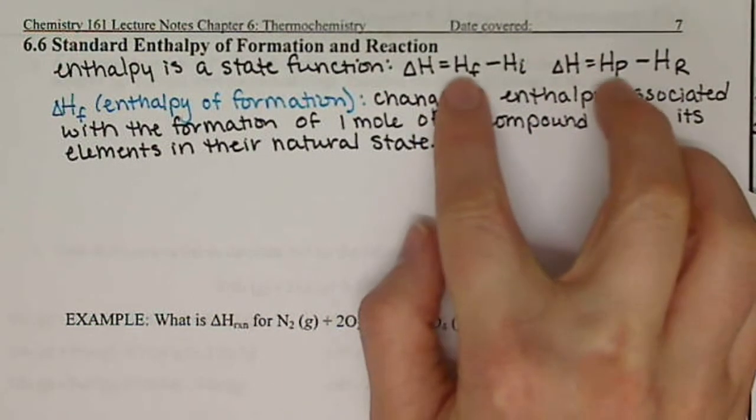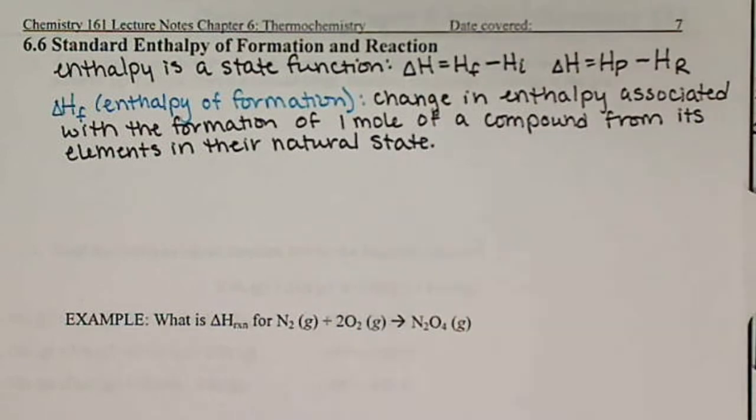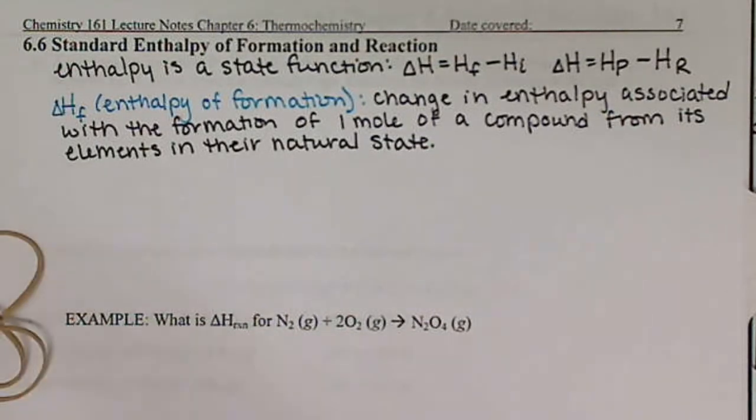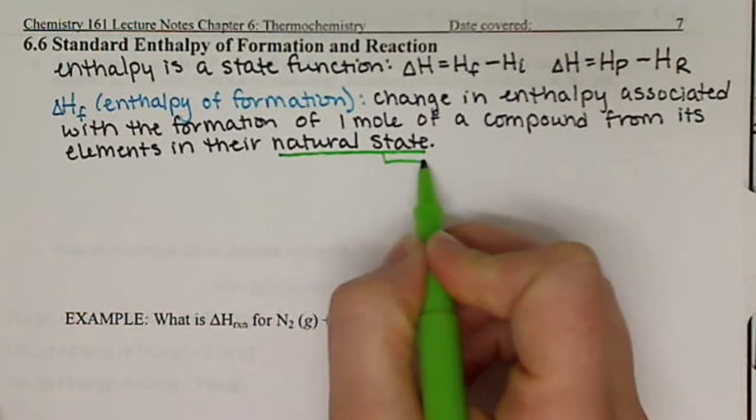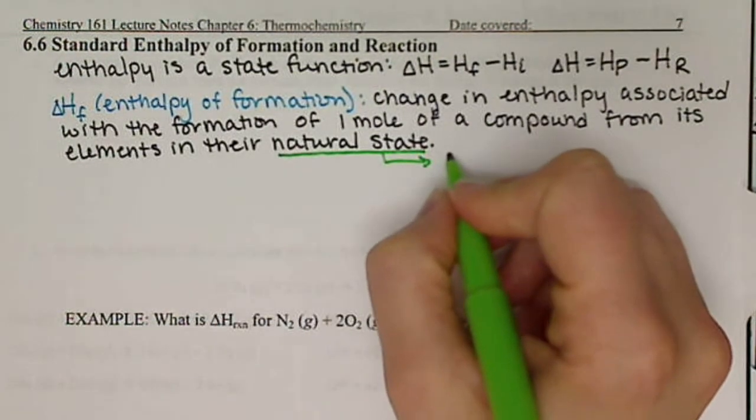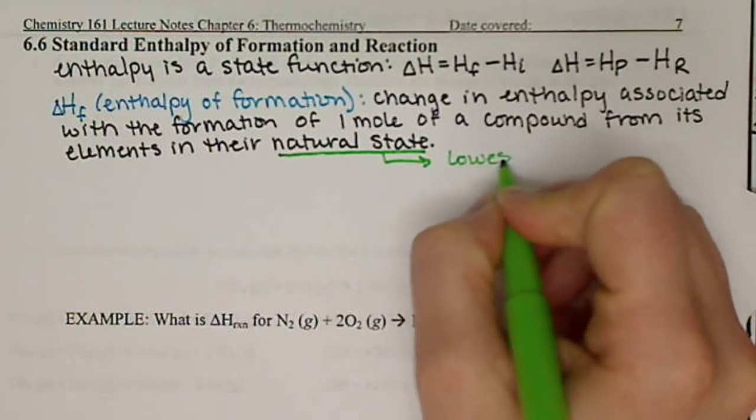So if we can measure the enthalpy of that reaction, say from one of our calorimetry options, then the delta H is associated directly with the enthalpy of our products. So when we say this natural state, what we mean is our lowest energy state.